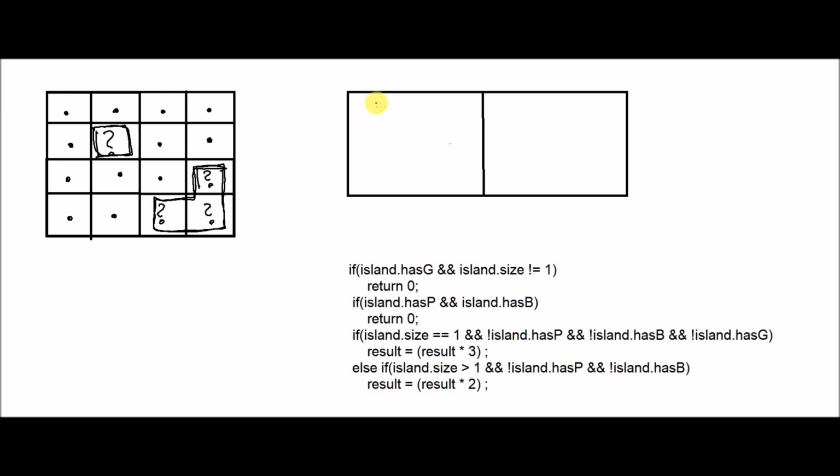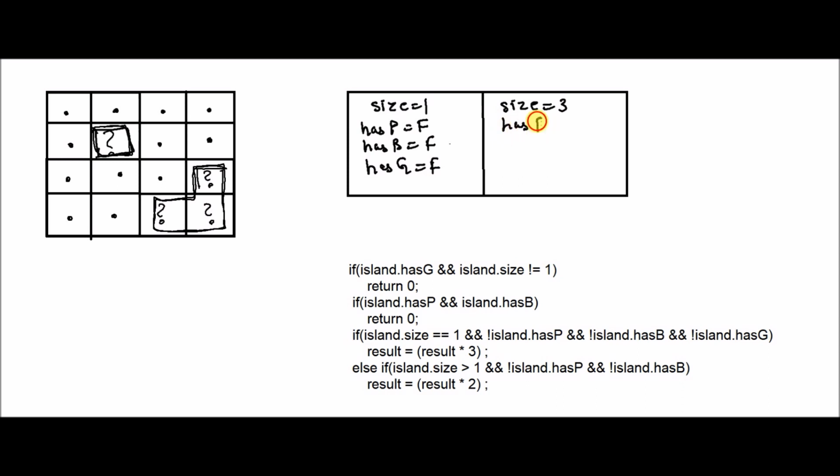Okay, so for the first island, its size is 1 and it has a polar bear? No, so I'll make it false. Does it have a brown bear? No. Does it have a grizzly bear, that is has G? No. So this is for my first island, that is this. Now similarly I have to write for the second island. So its size is 3, 1, 2, 3.